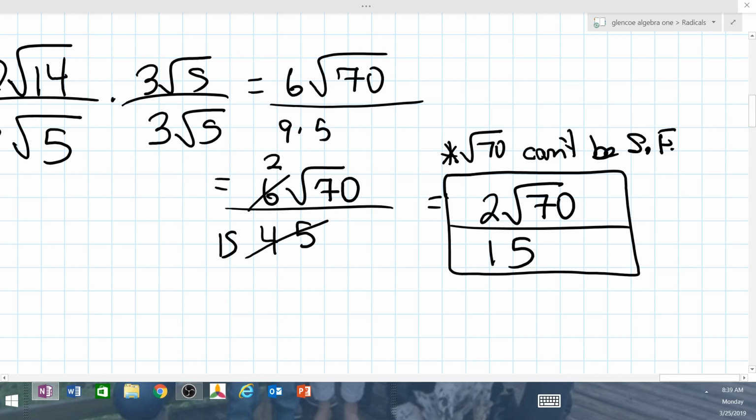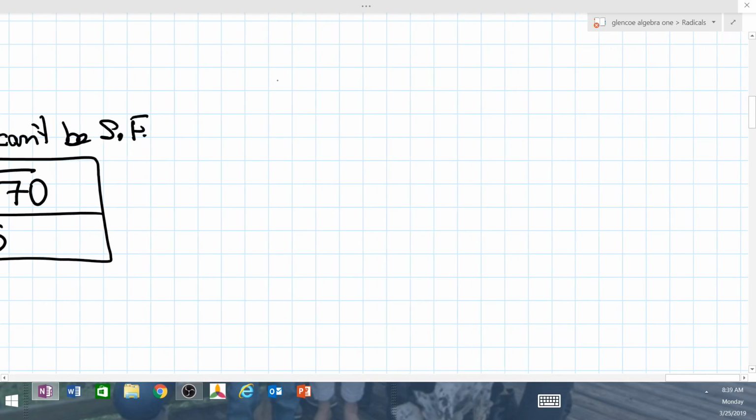All right, let's try to pick an easier one. That would have been good. Let's try this one. The square root of 3 over 5. There you go, Mrs. Urso. That one's a lot better.